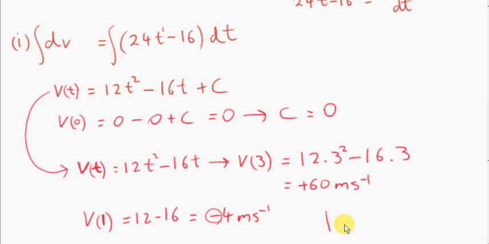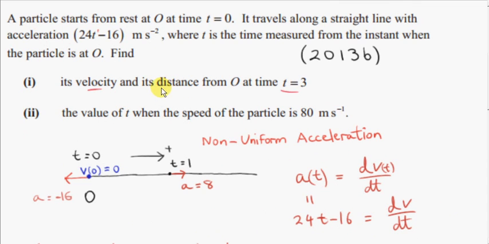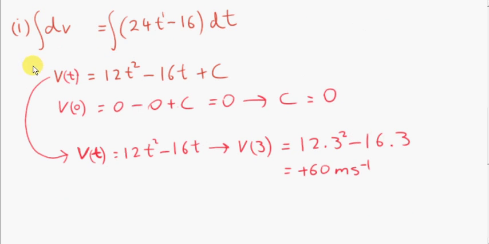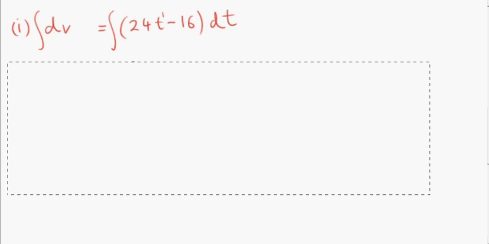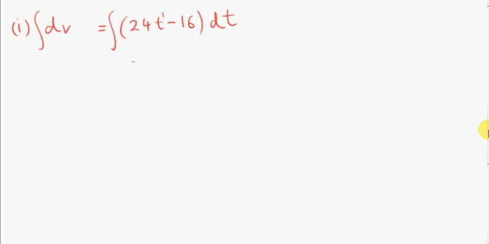You know, if you wanted the speed, you could indicate it with these vertical lines. The speed at time 1 is 4 meters per second, but the velocity is minus 4 meters per second. The speed is the magnitude of a vector, always positive. Next we want the distance from O at time t equals 3. Oh sorry, one thing I forgot to do was to redo this problem using definite integrals. Okay, I just want to redo this.